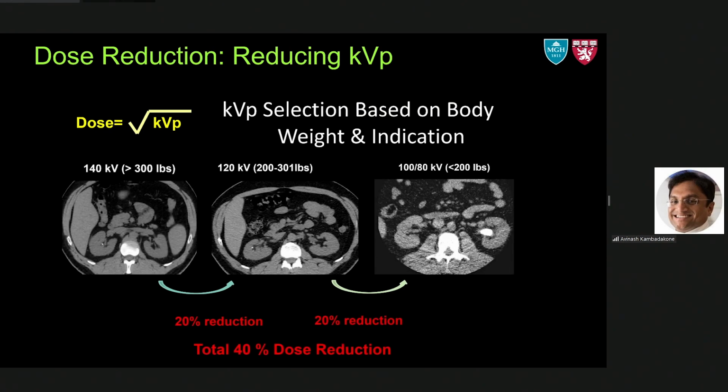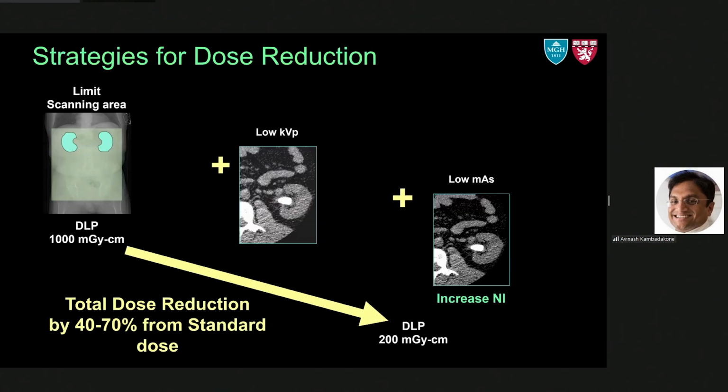The other approach is low kVp exam. Now, stone protocol CT being a high contrast exam, reducing kVp not only reduces radiation dose, but also improves image contrast, which is particularly helpful for detection of calculi. Reducing kVp from 120 to 80 kVp can have dose benefits from 35 to 50%. Now, if you use a combination of these strategies, you can allow radiation dose reduction from anywhere from 40 to 70% from the standard dose.